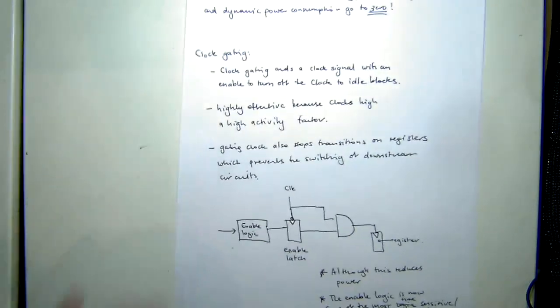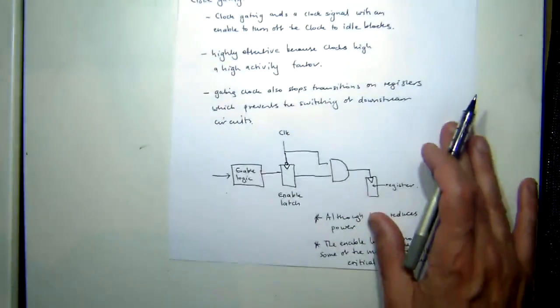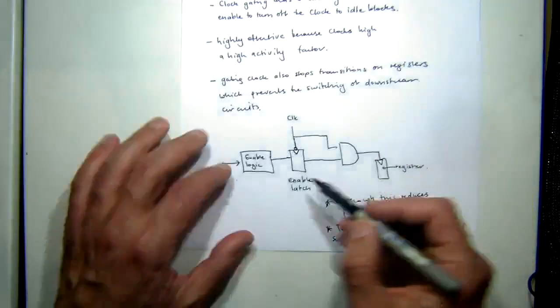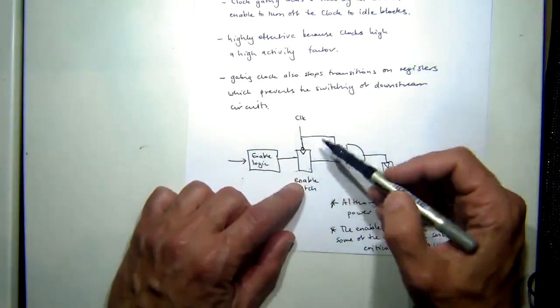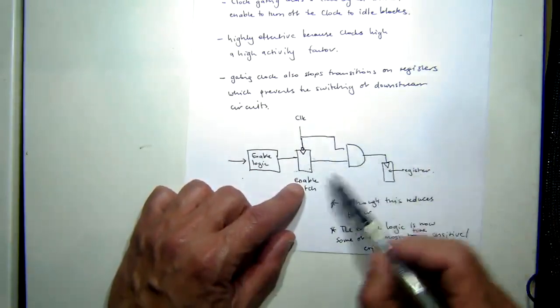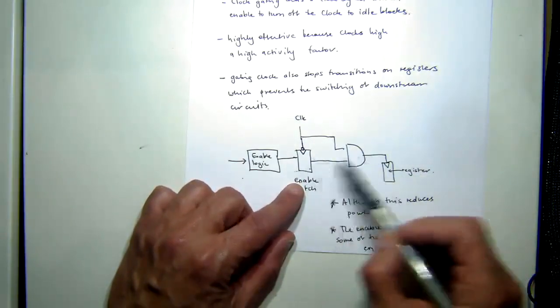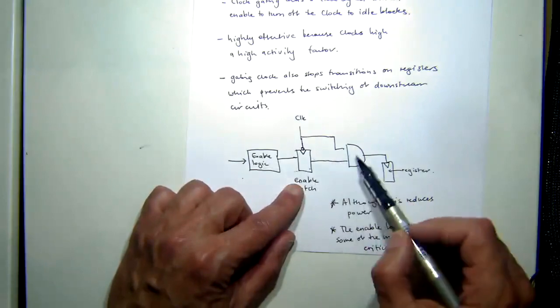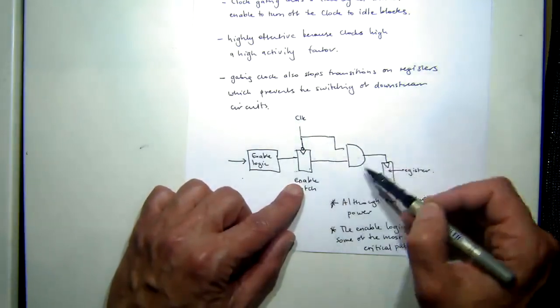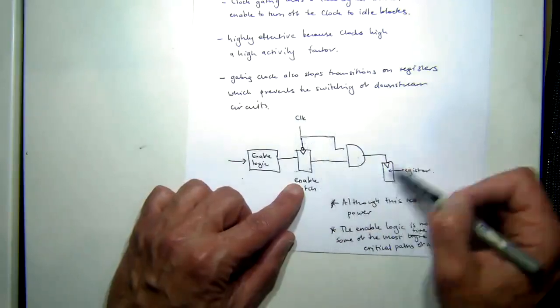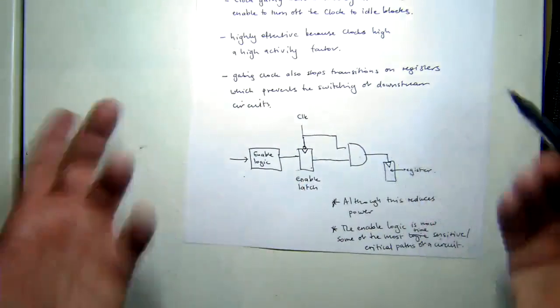Essentially, all that clock gating does is you put an enable latch. You've got the clock and an AND gate with some enable logic, and what happens is the clock here is either the clock if the enable is 1, or it's 0 otherwise. Right?